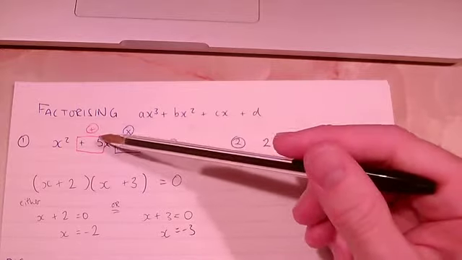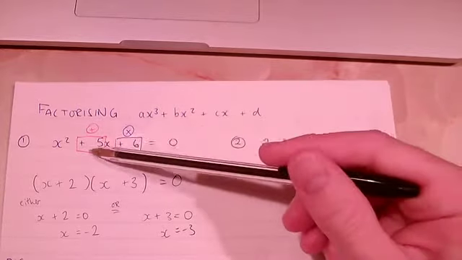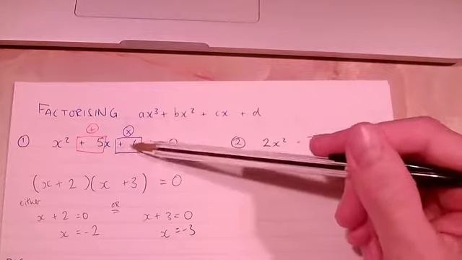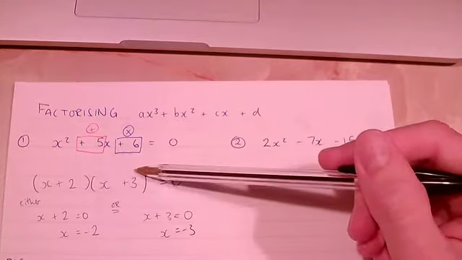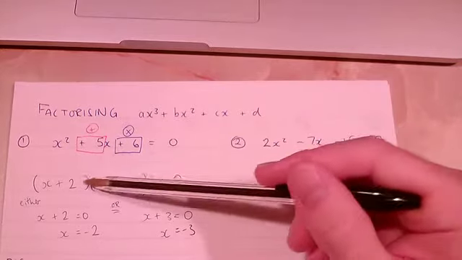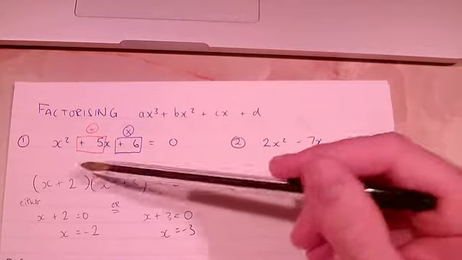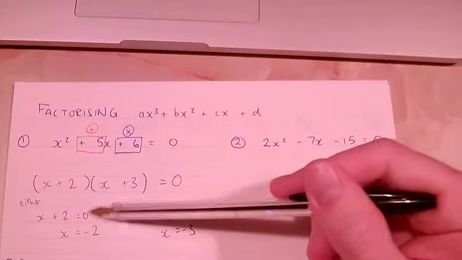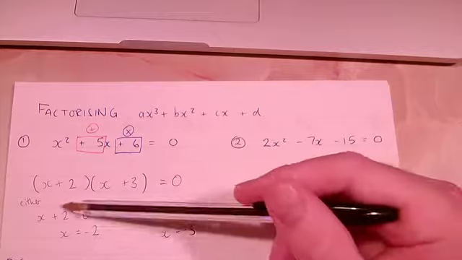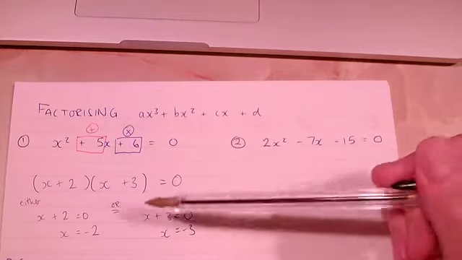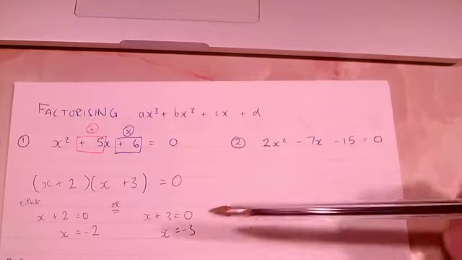In terms of 5x and the 6, you're looking for terms that add together to make 5, times together to make 6. So in that case, it would be positive 2 and positive 3. Because these two terms are timesing each other to make 0, then either this bracket here, so this x plus 2, must equal 0, or this x plus 3 must equal 0. So take the plus 2 over to the other side, you get minus 2. Take the plus 3 to the other side, you get minus 3.